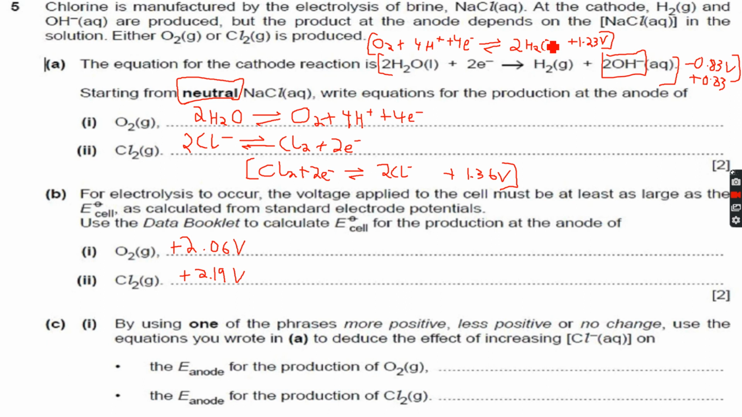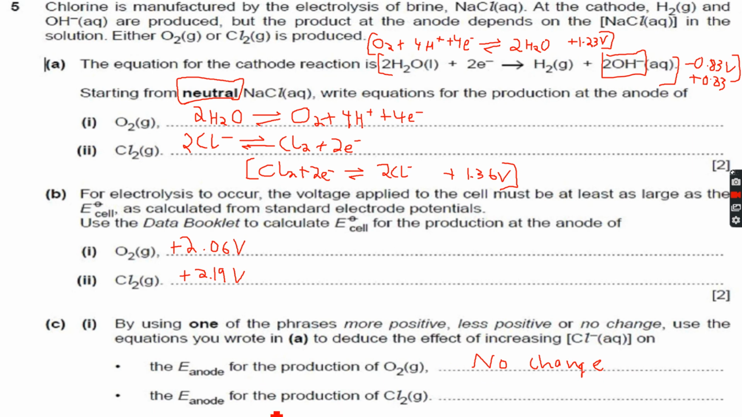So I have to deduce the effect of increasing Cl negative aqueous ions on E anode for the production of O2. Now if you see, in the O2 equation there is no Cl negative. So obviously a change in the concentration of Cl negative will not cause a change in the production of O2, because there is no Cl negative in the equation. So we cannot apply Le Chatelier's principle over there.